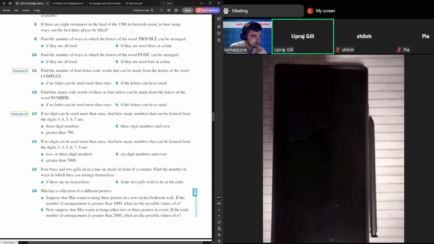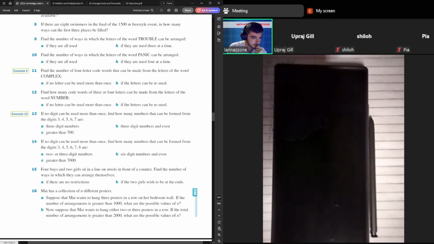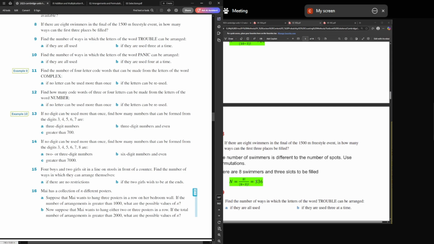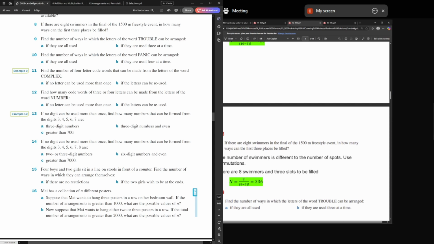Chris, is it 336? 336 is correct. Yeah, precisely. So for everyone else, once again, I'll change the screen. 336 came from the permutations equation. 8 swimmers, 3 slots. That meant n equals 8, r equals 3. You can bash that out in the CAS if you like, or you can expand it all out. Either way, up to you.